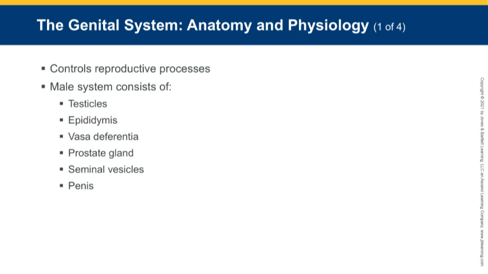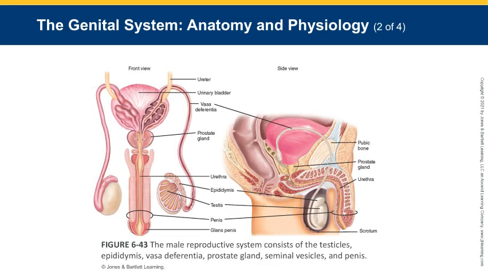The genital system controls reproductive processes. The male system consists of the testicles, epididymis, vasa deferentia, prostate gland, seminal vesicles, and penis.